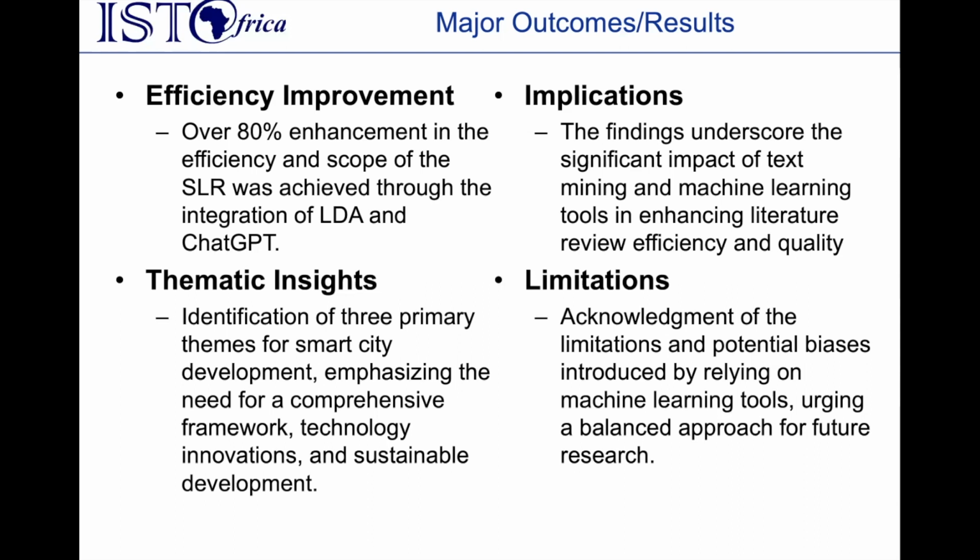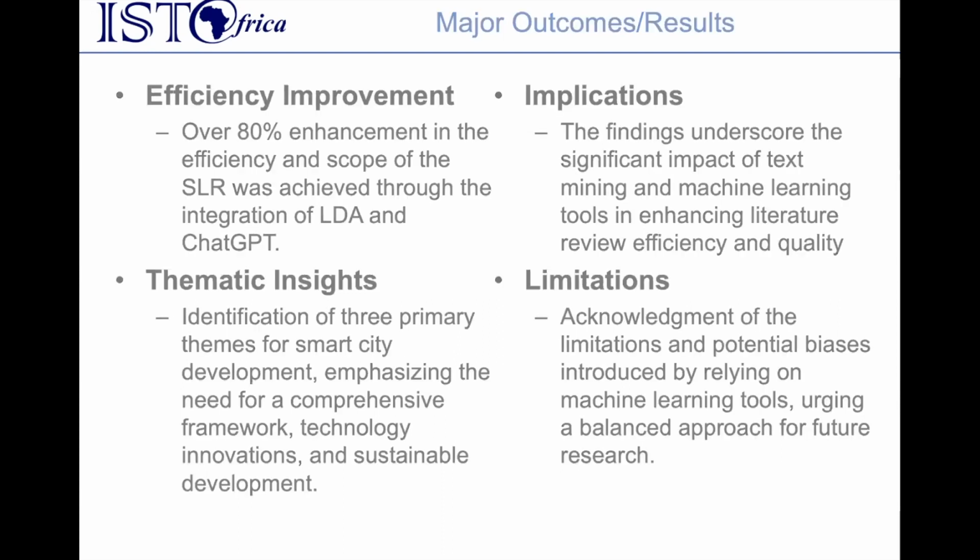However, the work has some limitations. The potential bias introduced by relying on a machine learning tool. So if you're to use our 7-step approach, please ensure you have a balanced approach, because based on the questions you pose on ChatGPT from the beginning or somewhere in the middle, you could end up with biased results.